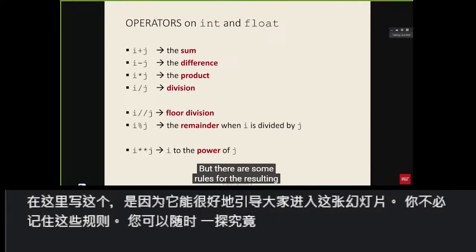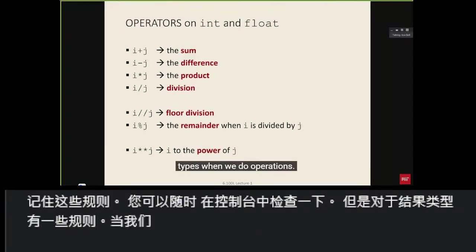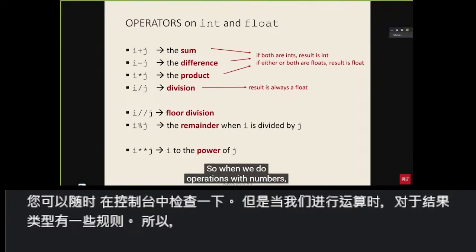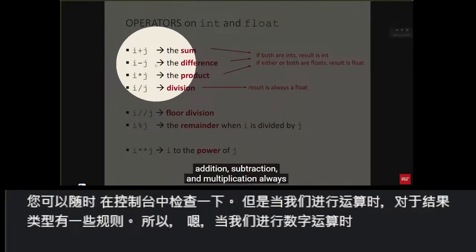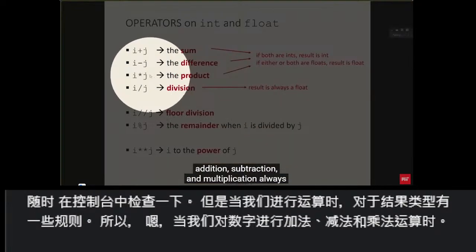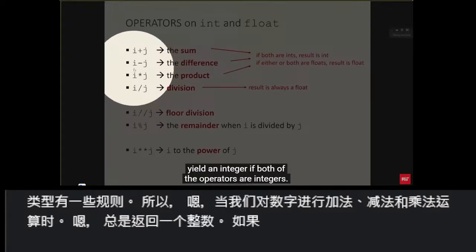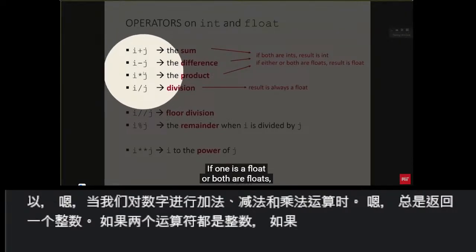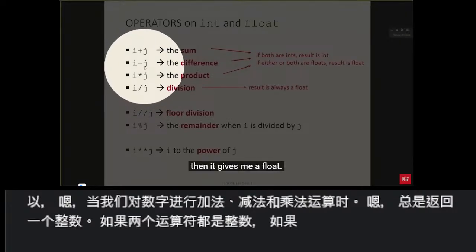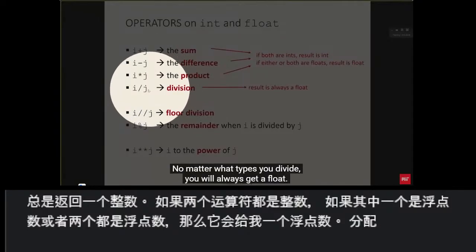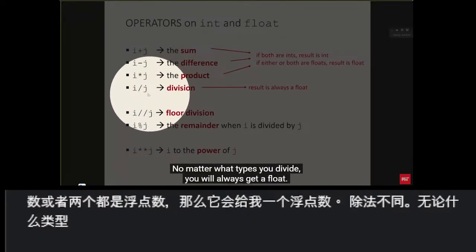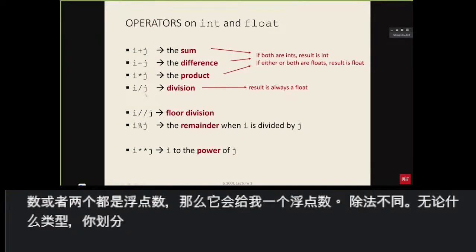But there are some rules for the resulting types when we do operations. When we do operations with numbers, addition, subtraction, and multiplication always yield an integer if both of the operands are integers. If one is a float or both are floats, then it gives me a float. Division is different. No matter what types you divide, you'll always get a float.